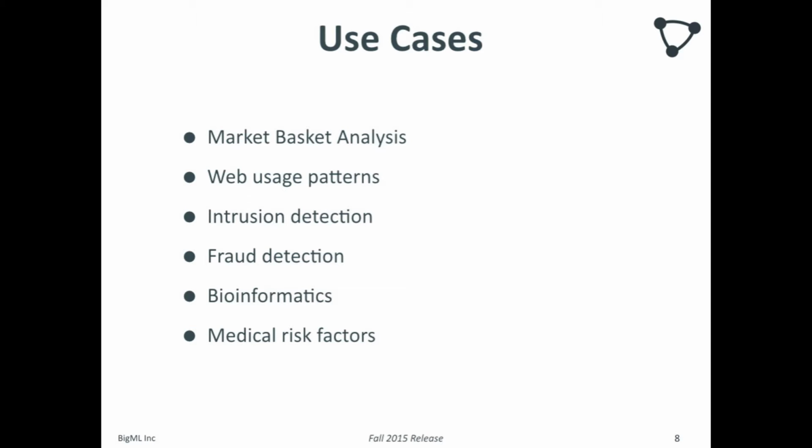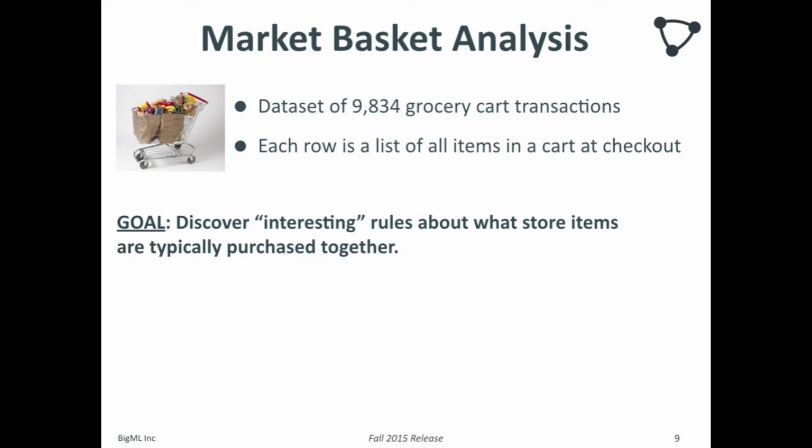Fraud detection could of course work similarly, right? You could mine these association rules for consumer behavior and then mark deviations. Bioinformatics uses association discovery to look for meaningful associations in, for example, genomic data. And finally, this idea of medical risk factors, which is actually one of the examples we'll look at as well. So obviously this isn't an exhaustive list, but let's dive into a couple of these.